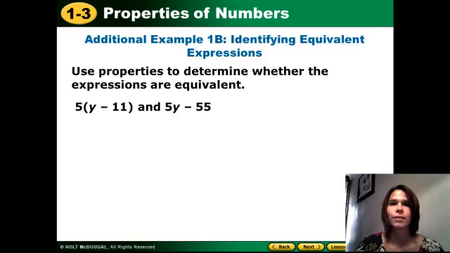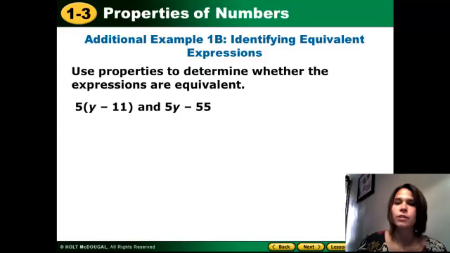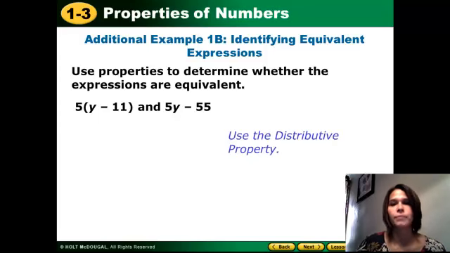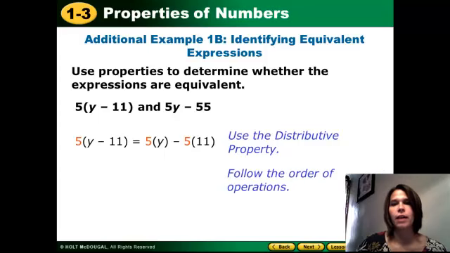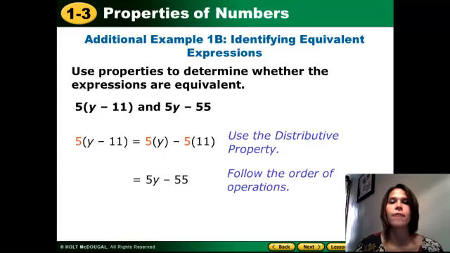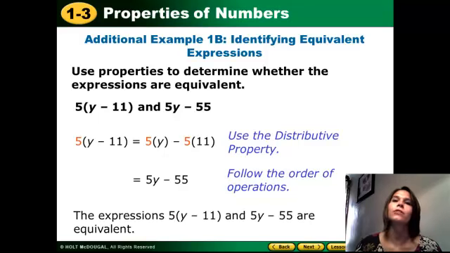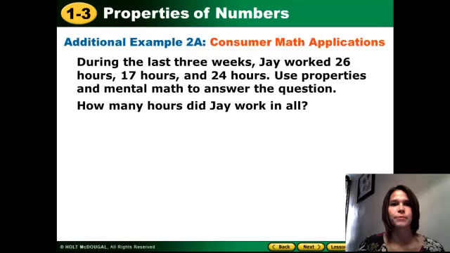Let's try another example. I have 5 times the quantity of y minus 11 and 5y minus 55. I'm going to use the distributive property for this one using the first expression and distribute that 5 to each term within the parentheses, the y and the 11. Now when I multiply that out using order of operations, I have 5y minus 55, which is equivalent to my second expression. So those two expressions are equivalent.